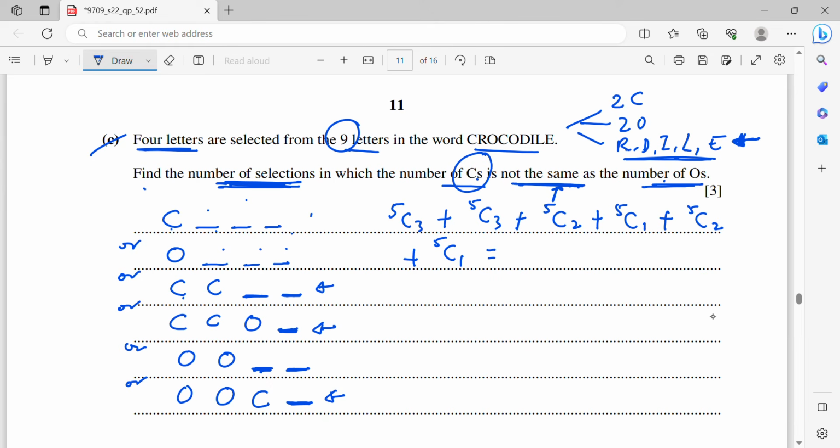Okay, so from here, I will just write this. 5C3, you are getting 10. 5C3, 10. 5C2 is 10. 5C1 is 5. 5C2 is 10. And the last one, 5C1 is 5. So the total is going to be 50. So this will be the number of selections where the number of C is different from the number of O.